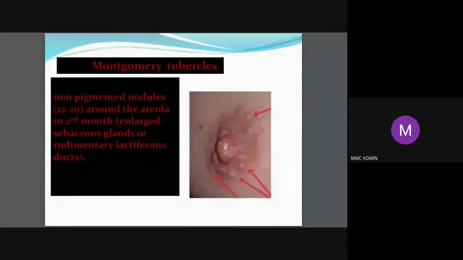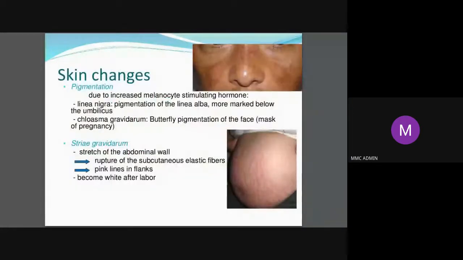Okay, next. Skin changes again, because when it is on the face, the patient may approach you. She may say, see, you can see the picture very clearly. That is because of the estrogen, progesterone and the increased melanocyte stimulating hormone. So she may have chloasma gravidarum, the pregnancy marks on the face, especially the cheeks and the nose.